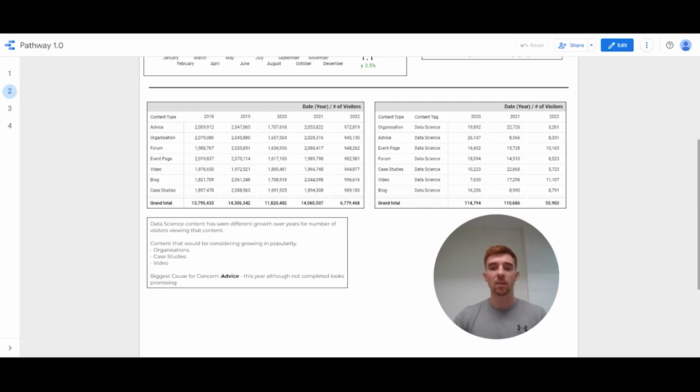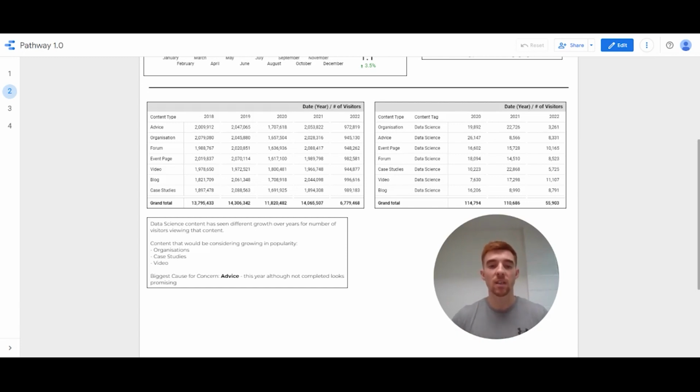When we've drilled down into the data science, which I've done on the left, we've also broken that down by content type, and we can see that it's also decreased. And this year is looking like, although the year's not done, it'll be on track to be roughly around the same. Data science content has seen different growth over the years for the number of visitors viewing that content, and content that would be considered growing in popularity for data science content tag content, organizations, case studies and videos.